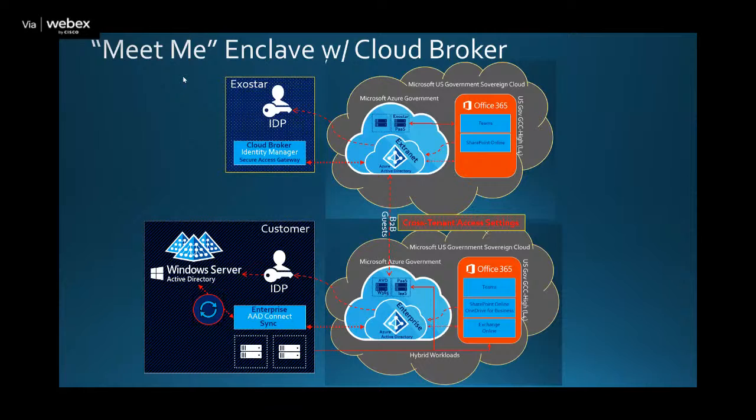So, from an architecture perspective, if you look at this particular diagram of the Meet Me tenant, the illustration does show that your enterprise tenant may be in GCC High, could be in commercial as well. There's no specific requirement that you're in commercial or GCC High. And now that we support collaboration through the Exostar Cloud Broker, the identity manager, it does give the ability to have external access from both commercial and government tenants, and of course, outside of Microsoft 365 altogether.